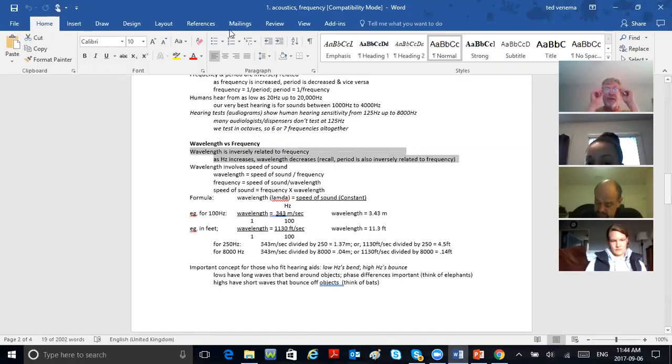Let me stop sharing and look at you here. We said that period and frequency are inversely related. Period is 1 over frequency, frequency 1 over period. The physical length of a sound is also related to the speed of the sound.